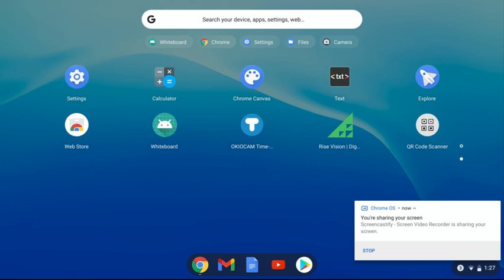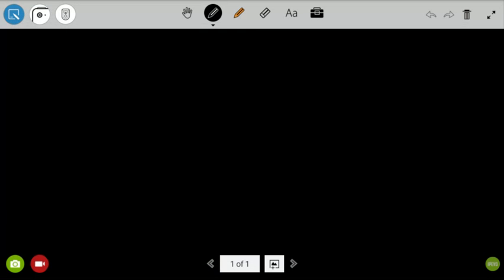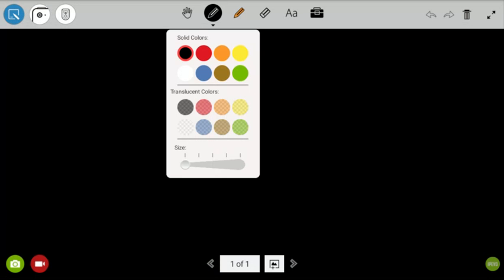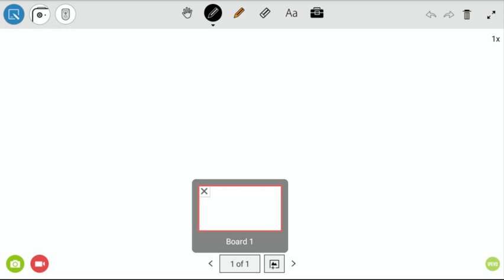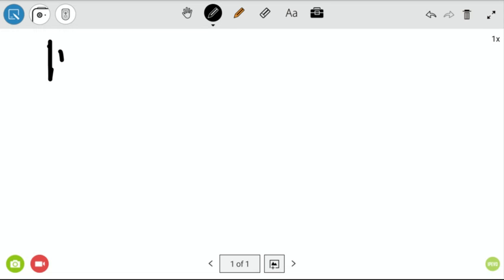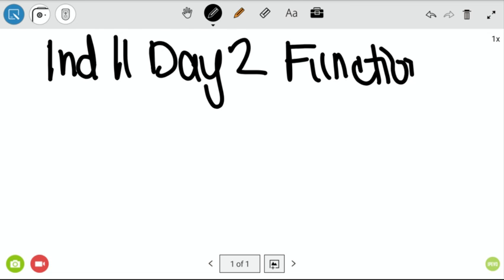All right, Algebra 1, we are ready for our second day of Indicator 11, and I wanted to just show you guys a few examples like the ones that we did in class today. We are working on, why is it not writing? There we go. All right, so this is Indicator 11, Day 2, and we're dealing with function notation today.